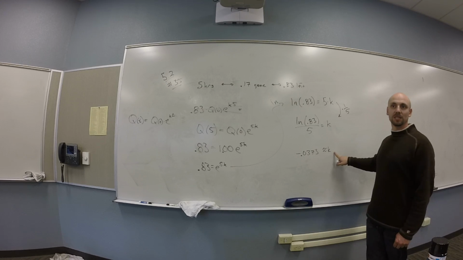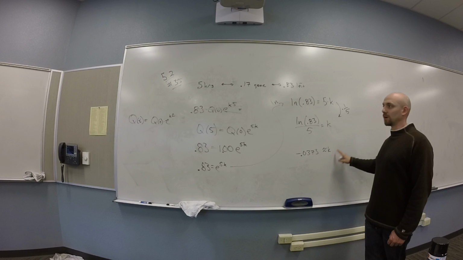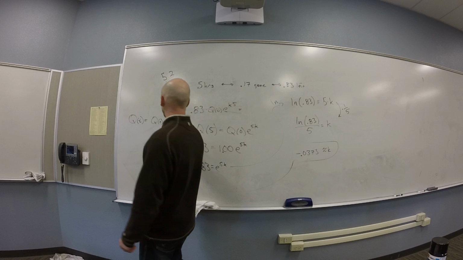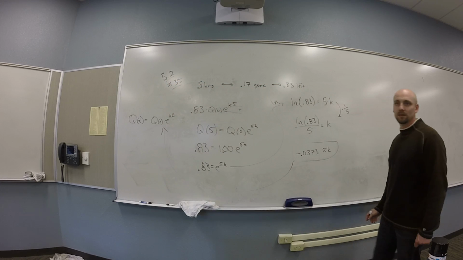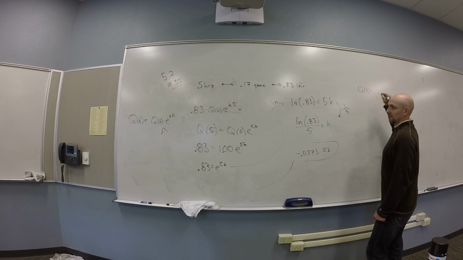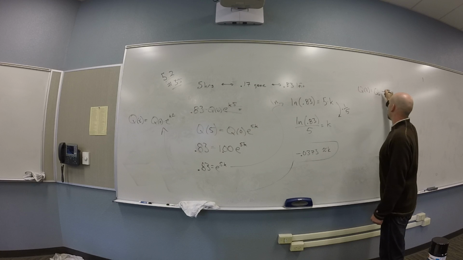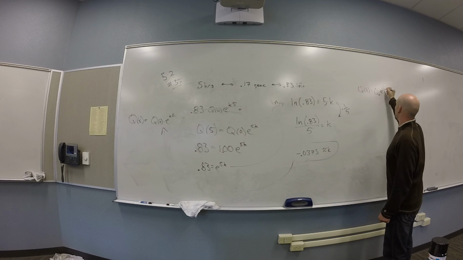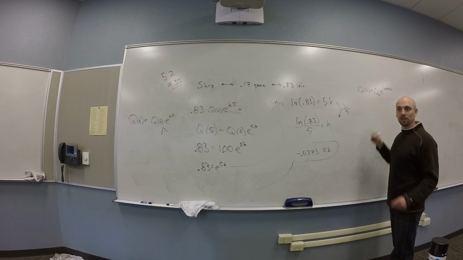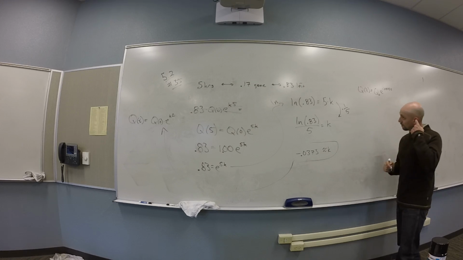Okay. Then what do you do with this? Plug it back into k. So that should go back in this one over here. Right? So now I know that Q of t is Q0 e to the negative 0.0373 times t. And really this is approximately that, but it's a model anyway, so it's kind of an approximation anyway. Okay? What else?